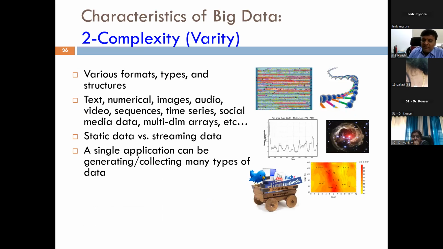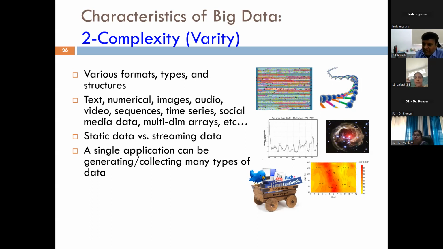So we have so many different types and varieties of data available, right? For example, it could be text data, numerical data, image data, audio data, video data, or sequences. For example, DNA sequencing or stem cells, where you are going to find a series of sequences in the data. Then you have time series data. What is time series data? The data which keeps on changing according to time.